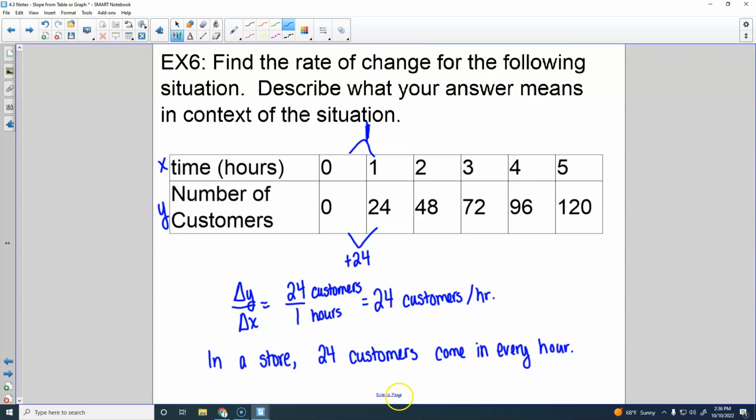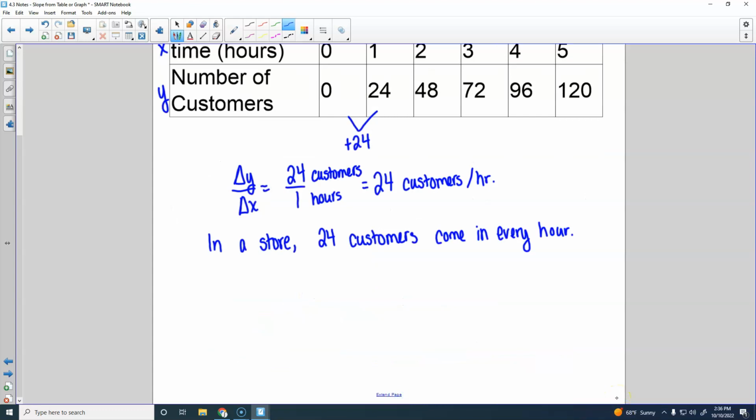Can somebody else say that a different way? What do you think, Isabella? 24 customers come in a store every hour. Yes, but that one's really similar, so I'm not going to write it. For every hour, there's 24 customers. Okay, so we could say for every hour, there are 24 customers. That's another way. You don't have to write all of these. I just wanted to give you a variety so you can see different ways of writing this. Could somebody give me one more?